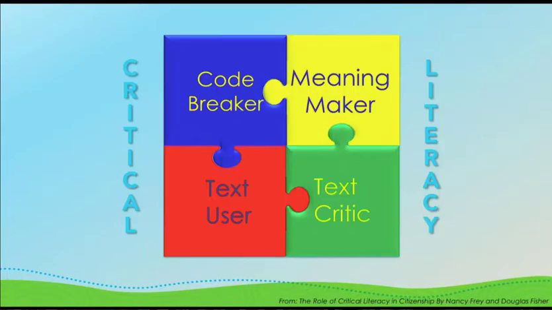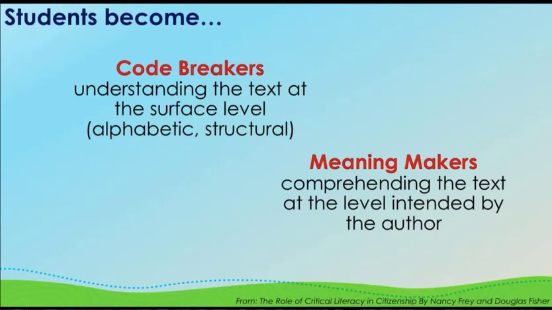So when we are thinking about critically literate students, they really take on 4 roles. They are code breakers, meaning makers, text users, and text critics. And they examine the beliefs and values that are underneath the text. And they question the purpose and the message. They take a stance on issues, and even take action and formulate those action steps when necessary. So let's take a little bit of a closer look at these roles.